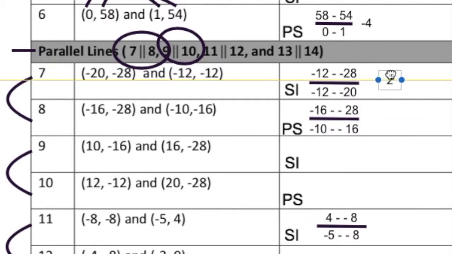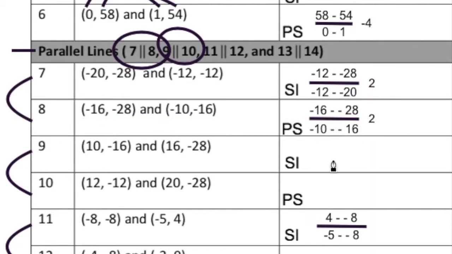Now remember, I just told you that parallel lines have the same slope, so I should get the same answer of 2 on line number 8, but let's just double check. Negative 16, take away a negative 28 is negative 16 plus 28, which is equal to 12. In the denominator, I have negative 10, take away a negative 16, which is negative 10 plus 16, which is a positive 6, and 12 divided by 6 is in fact equal to 2.